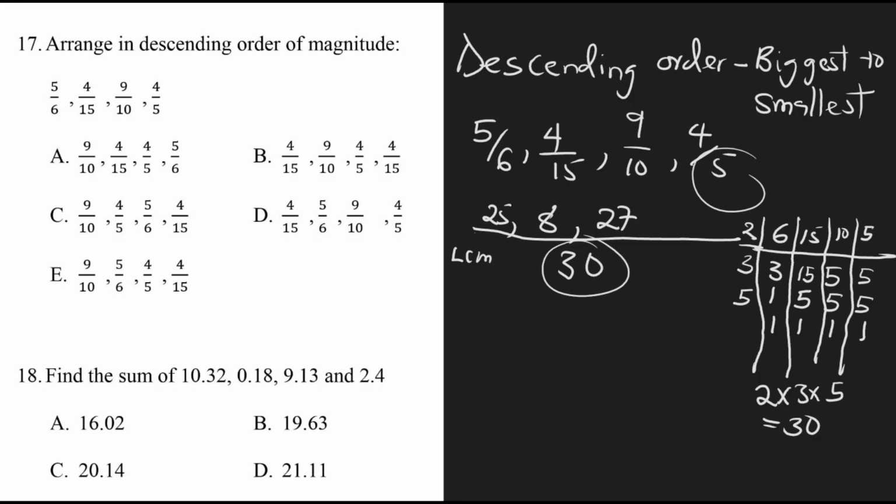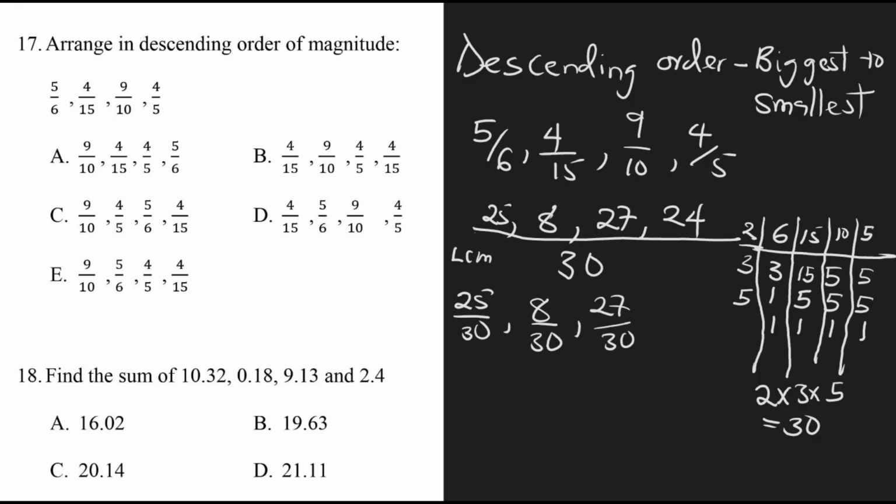So we're going to have 24, right? So now we're going to write these numbers that I've gotten here as the numerators, and this one will be the common denominator for all of the numerators. So we'll have 25 over 30, comma, 8 over 30, comma, 27 over 30, comma, and 24 over 30. Can you see?